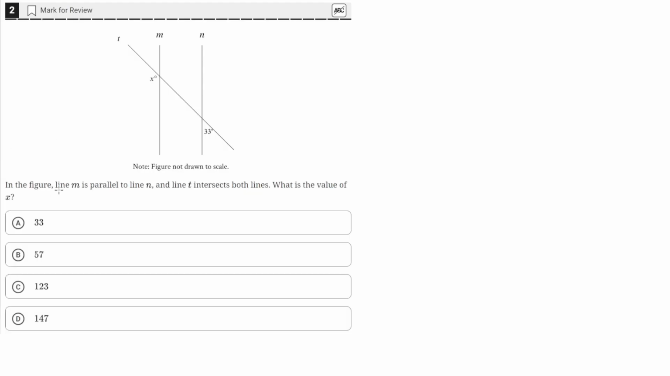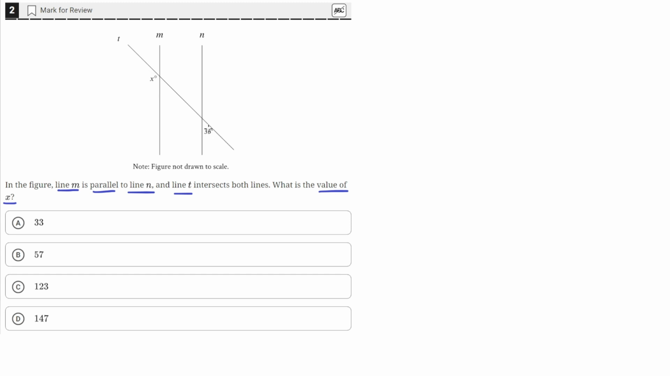In the figure, line M is parallel to line N, and line T intersects both lines. What is the value of X? So we have this set of parallel lines, M and N, and this transversal T that intersects them both.